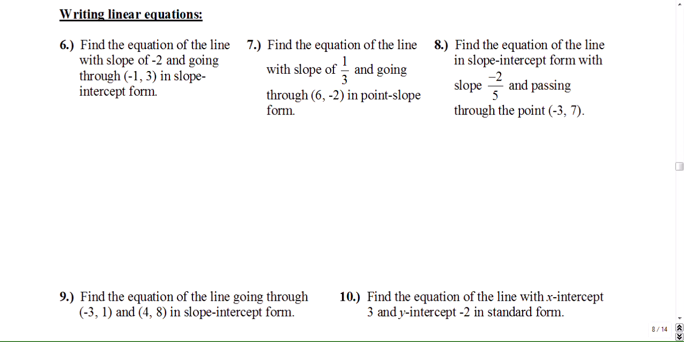On the first one, we're going to find the equation of the line with a slope of -2 and going through this point, and we're going to write it in slope-intercept form, or y equals mx plus b. If you haven't done this in a while, you might write out the equation first, plug in the slope, then carefully plug in your point.